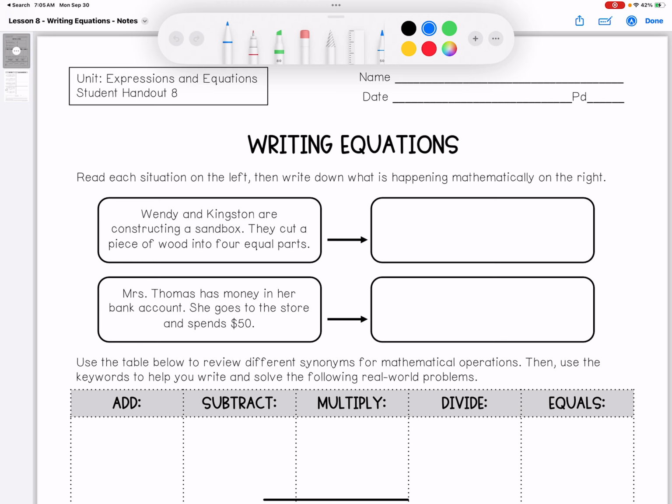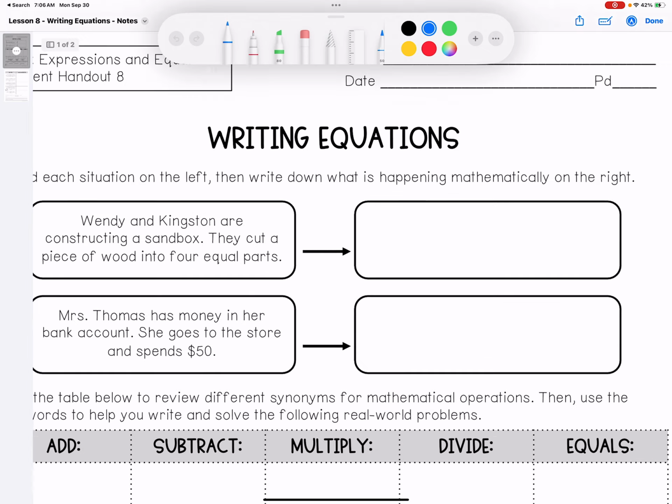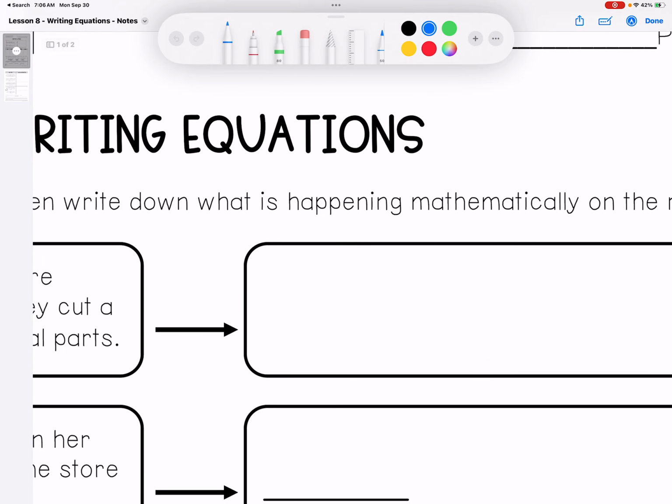All right, here we go. Today's notes. Read each situation on the left and write down what is happening mathematically on the right. So on the left, it says Wendy and Kingston are constructing a sandbox. They cut a piece of wood into 4 equal parts. So what are we going to have to do math-wise? Well, they are cutting apart.